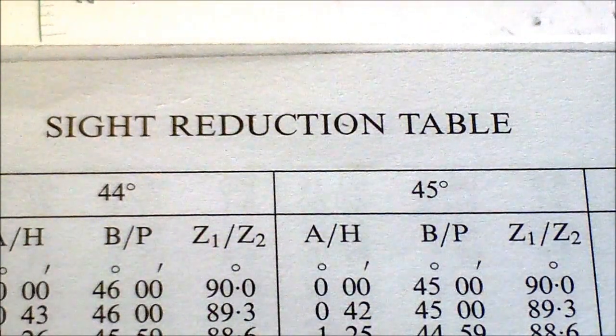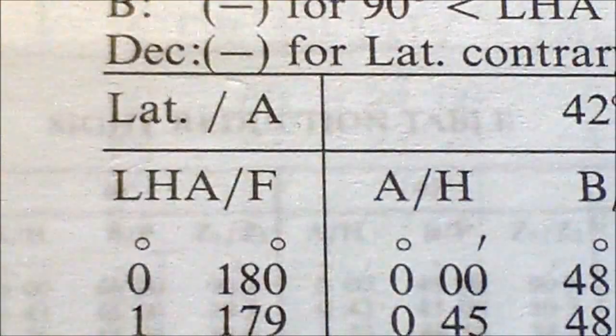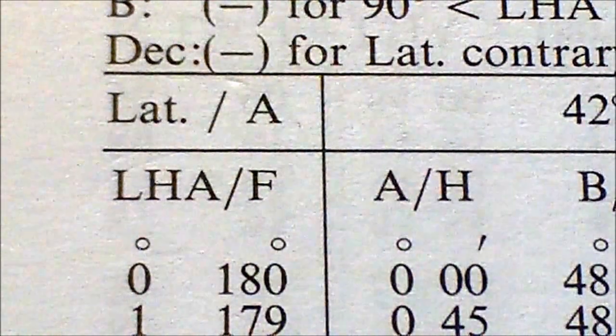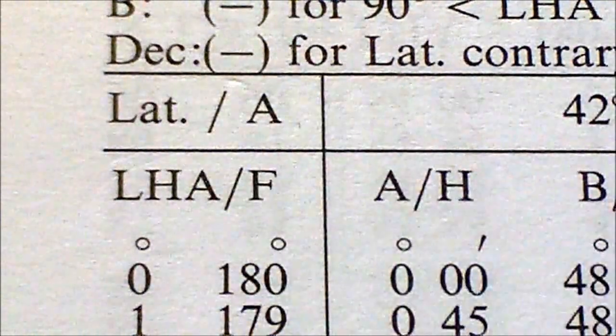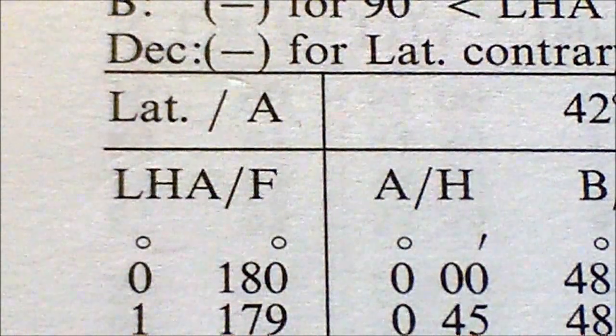The sight reduction tables are towards the back half of the book. To use the sight reduction tables, we simply move along this column to the right where it says lat/A till we find our assumed latitude.